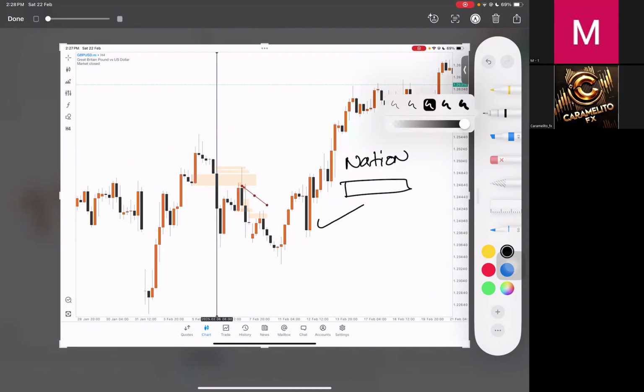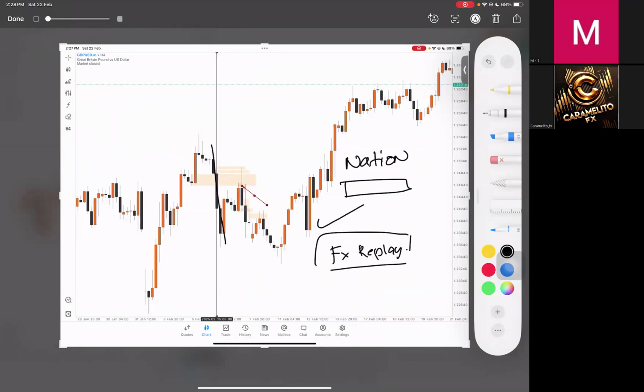Another thing that I use is FX Replay, but this one is a paid one, not a free one. But this is the best one. You can put a line, make a structure, and then backtest whether your setup is correct or not. Then it will replay like that. It really helps a lot.